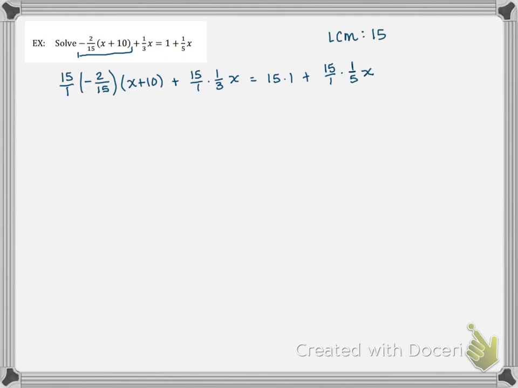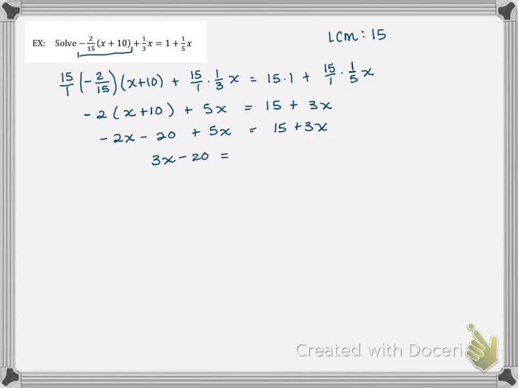Okay. So we simplified and got negative 2 times x plus 10 plus 5x equals 15 plus 3x, yeah? And distribute and combine like terms. That gave me 3x minus 20 equals 15 plus 3x.